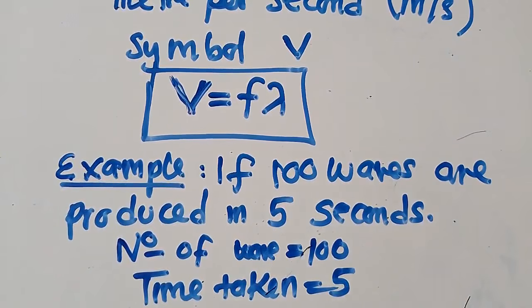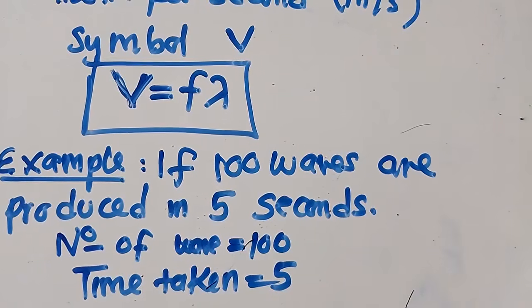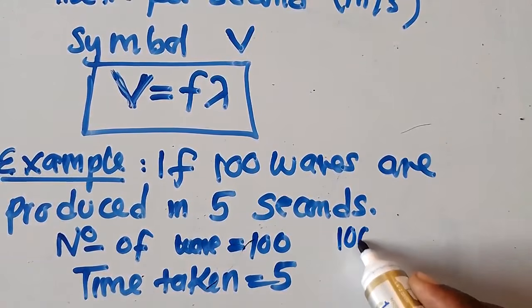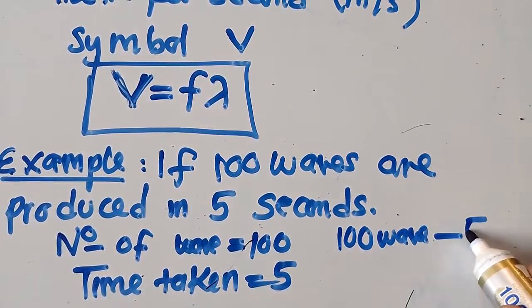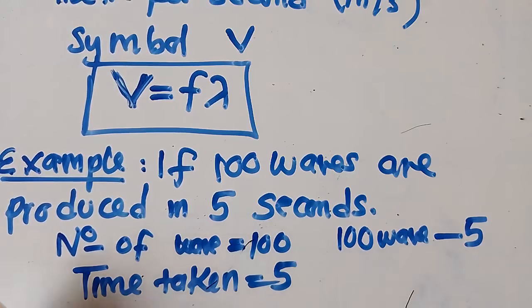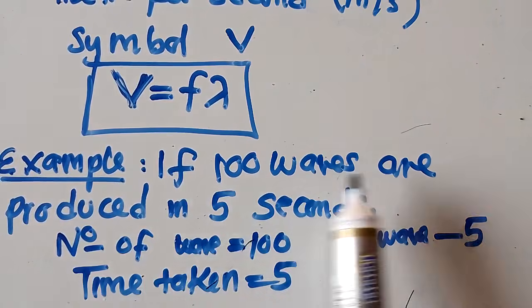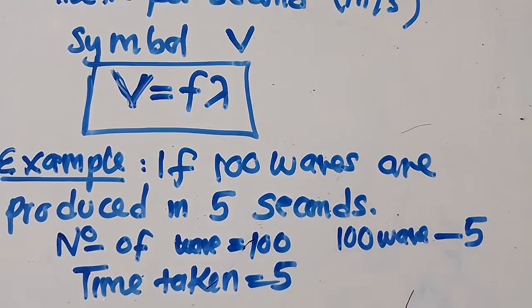So this is just the same as saying 100 waves are being produced in 5 seconds. Then we want to find the frequency. This is how you get to find the frequency when a question is asked in this manner. If 100 waves are produced in 5 seconds, then find the frequency. So 100 waves are being produced in 5 seconds.